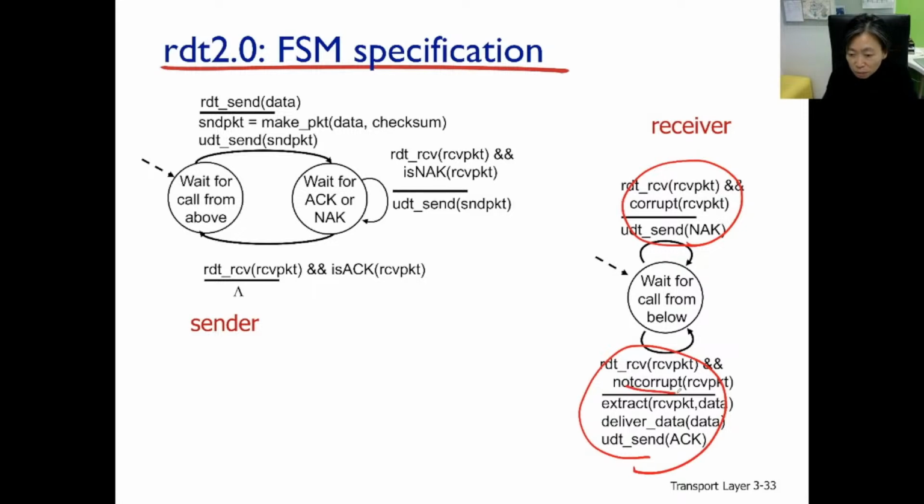If it's not corrupted, extract the packet, okay? Extract the data out of the packet, deliver the data up to the receiving process, okay? And then send back a positive acknowledgement. So sending feedback. But if everything is correct, the receiving part of the transport layer, the receiving part of RDT 2.0, is yet to extract data and pass it further up to the application layer.